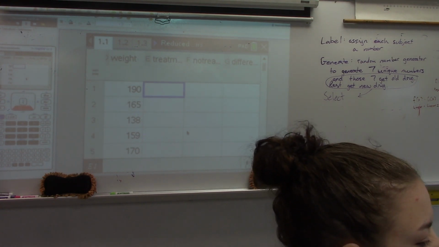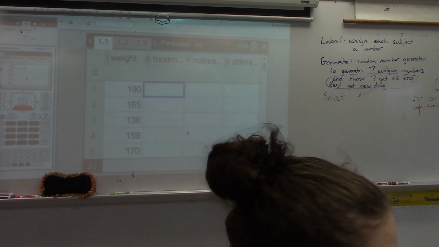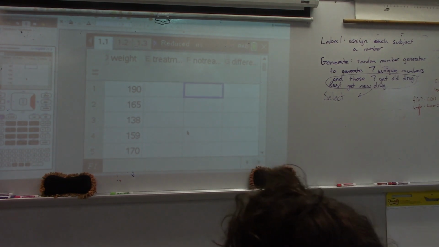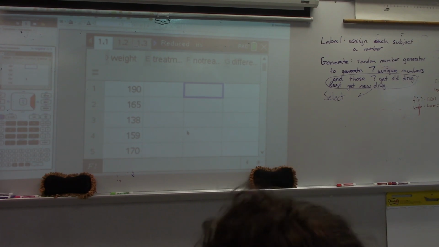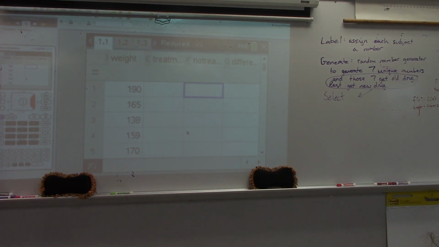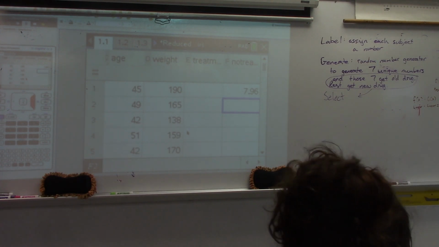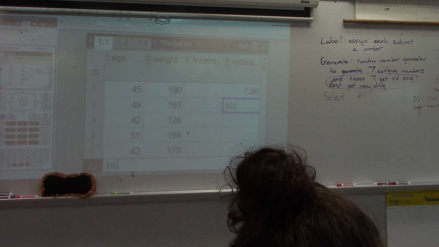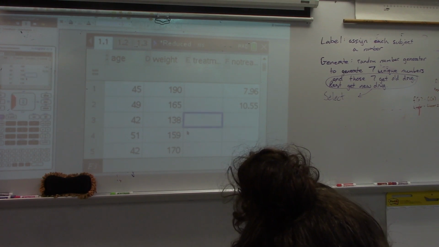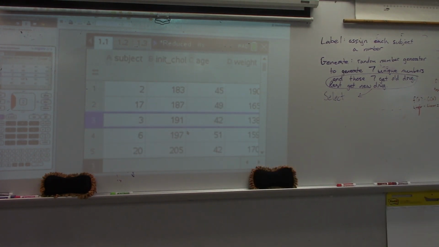Subject 2. Who's subject 2? I got the old treatment. So you got the old treatment, so I put that in this column as no treatment, right? And what was your total reduction in cholesterol? 7.96. Okay. Subject 17, old or new? Old. What was your total reduction? 10.55. Okay, and you could be typing this in as well.